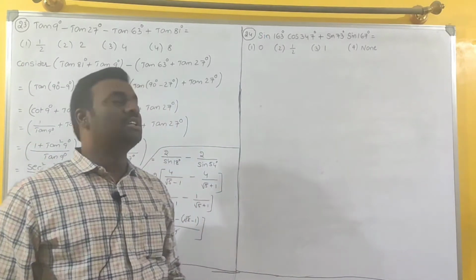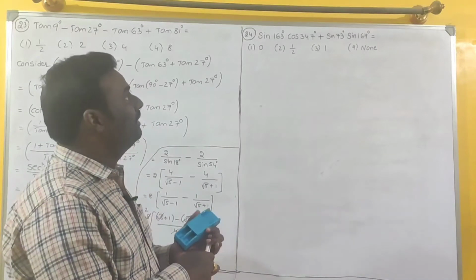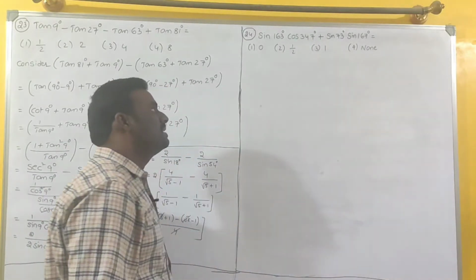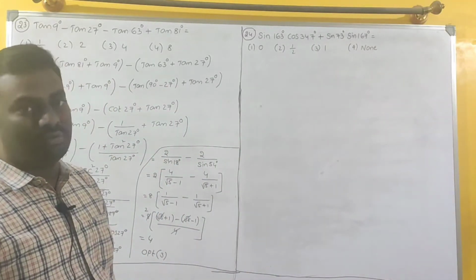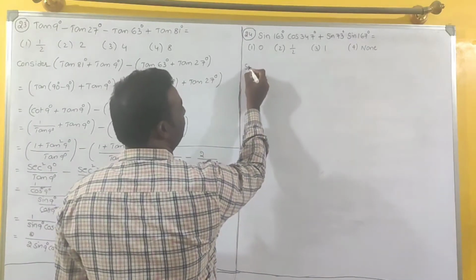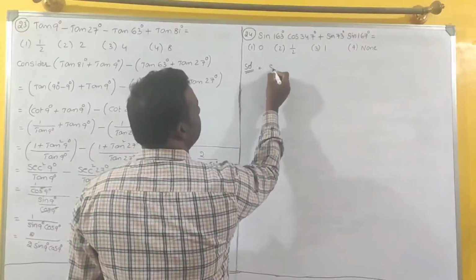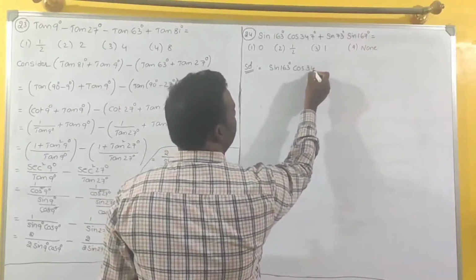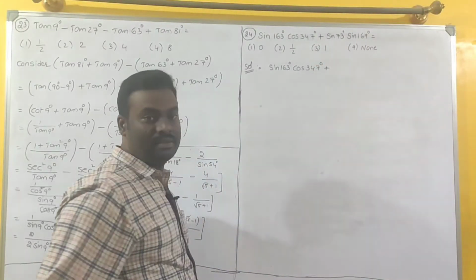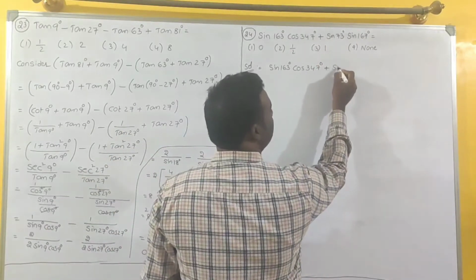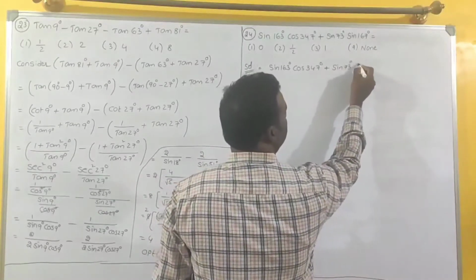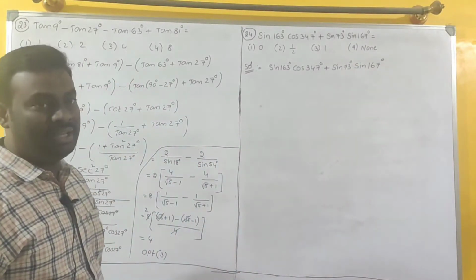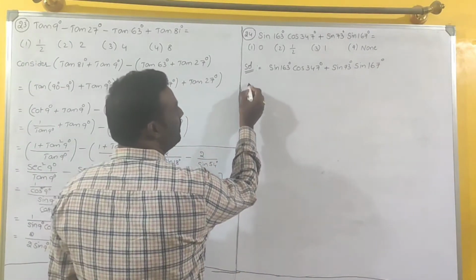Now we will discuss question number 24. We need to find the value of sin 163 cos 347 plus sin 73 into sin 167. Okay, solution. First you take sin 163 cos 347 plus sin 73 into sin 167.